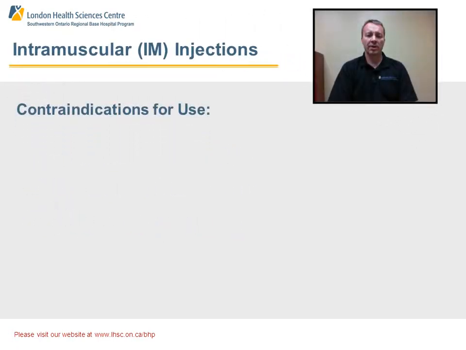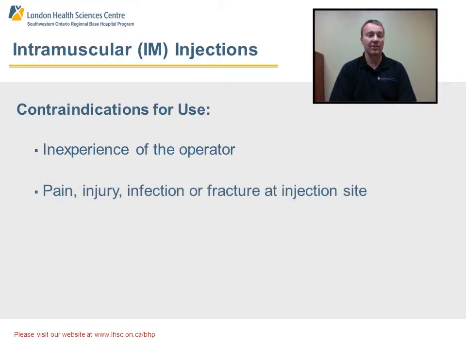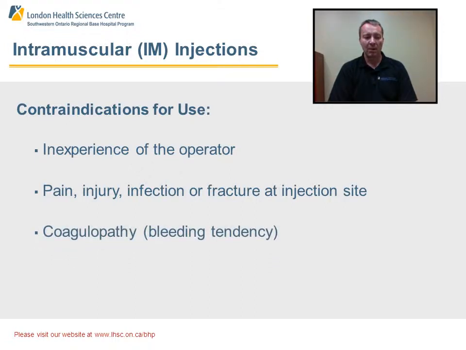So what are our contraindications for use? Essentially, inexperience from the medic themselves if they are not trained in how to give an intramuscular injection, and pain, injury, infection, or fracture at the injection site. Obviously, we want to stay away from those areas. Another one is coagulopathy. A low platelet count of less than 50 is a contraindication for IM injections. Don't risk giving the patient a hematoma, which is sometimes painful and can actually be limb-threatening.